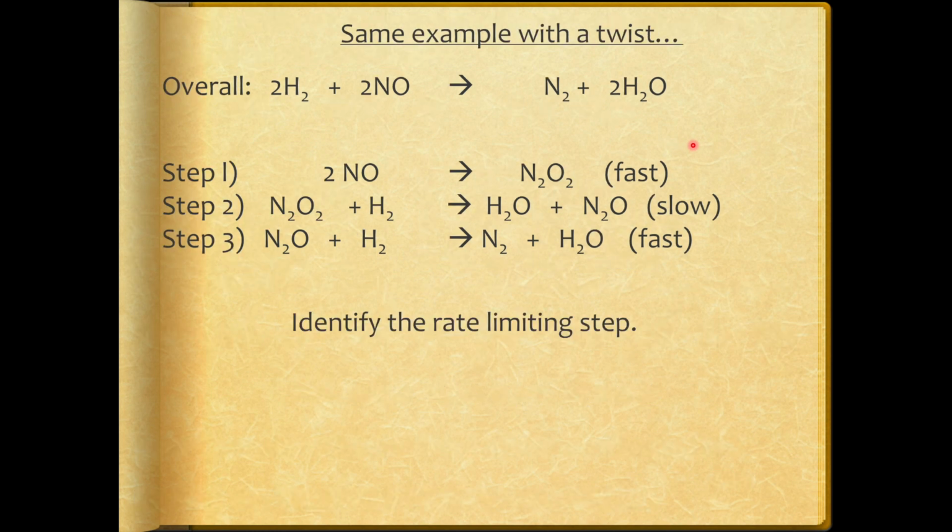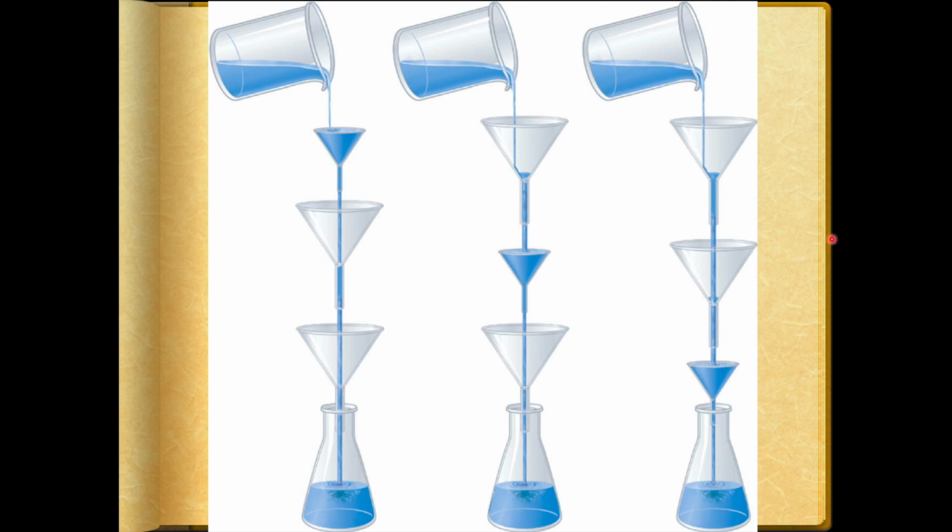All right. Now, the same example, but just with a little twist. Now, what is the rate limiting step? Which one is going to determine the rate? Well, to explain that, I'll show you this. If I was to pour a beaker right here, and I had a small funnel that moved really slow, and then the bigger funnels that move really fast, which one do you think is the rate limiting funnel? It's going to be the slow one, right?